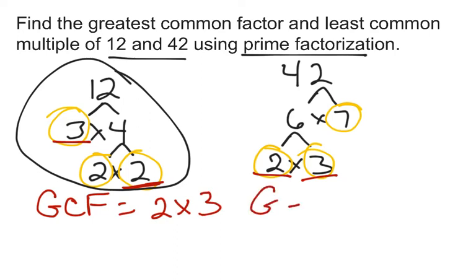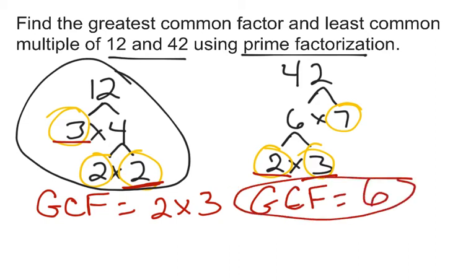In other words, my greatest common factor is 2 times 3, or 6. Now I'm going to use the same two factor trees and look at least common multiple. Now remember, with least common multiple, we look at each of the different numbers that we have, then we take the highest exponent. So I have a 2, a 3, and a 7.